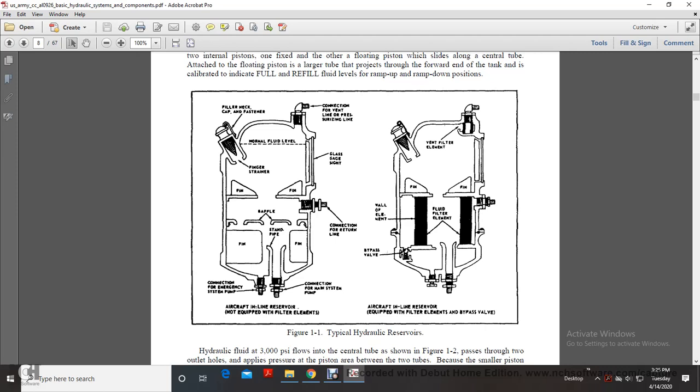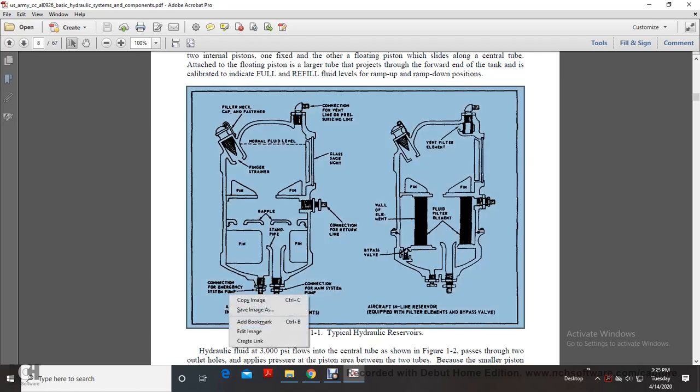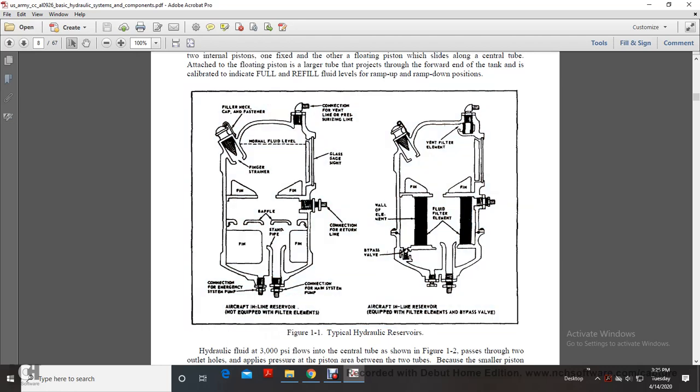Our typical figure 1, typical hydraulic reservoirs, aircraft inline reservoir, shows the filler cap, neck fastener, finger strainer, connection for vent line, pressurizing line, glass gauge sight, connection for return line, connection for main system air piping, and connection for emergency system pump. On the other side, it shows an aircraft inline reservoir equipped with a filter element and bypass valve. It shows the vent filter element, fins, fluid entering element, wall of the element, and bypass valve.